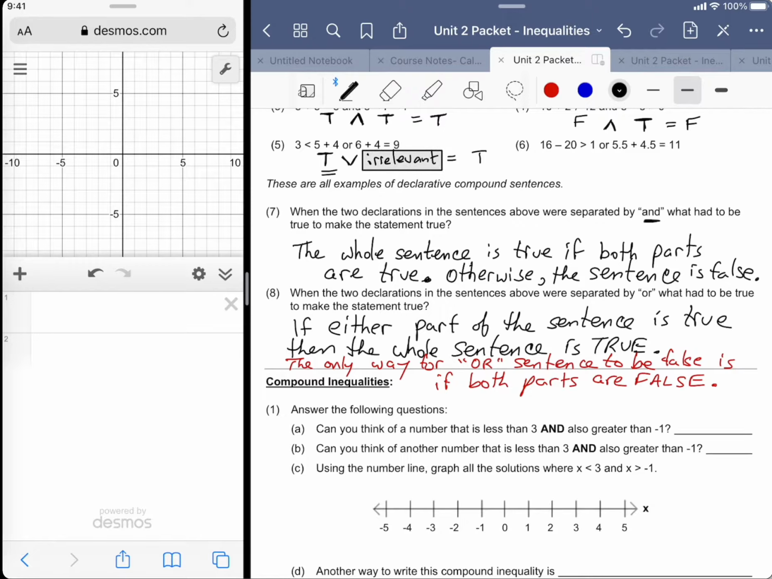16 minus 20, that's negative 4. That's definitely not greater than 1, so that's false. And the 5.5 plus 4.5, that's equal to 10. That's not 11, so that's false. So that's the only instance in which an or sentence would be false.